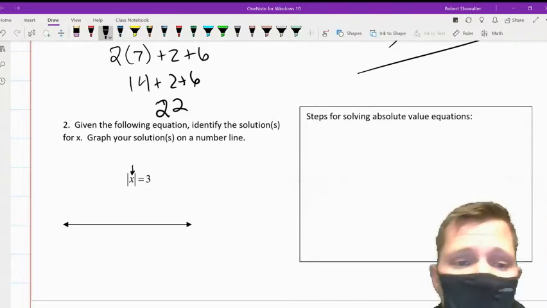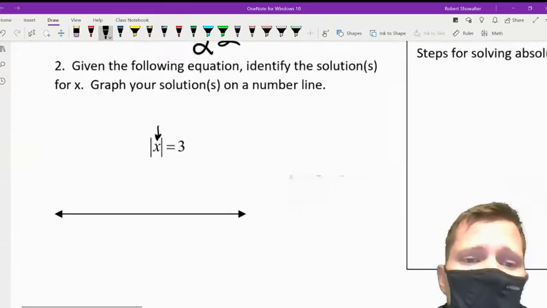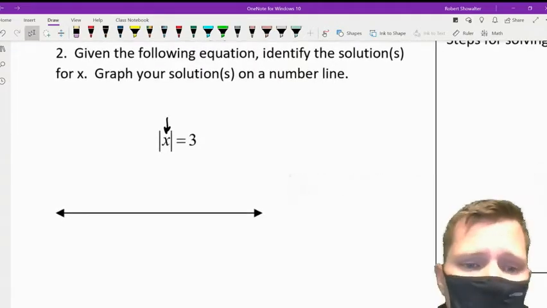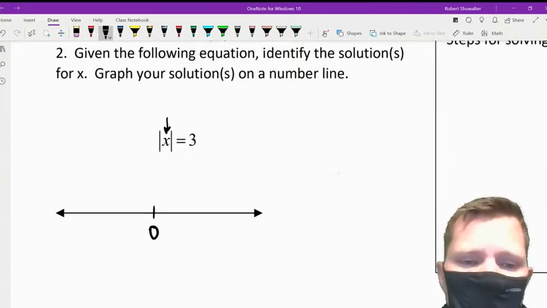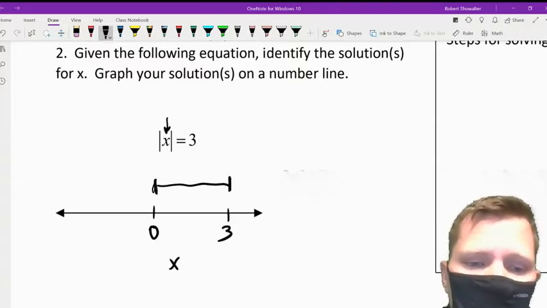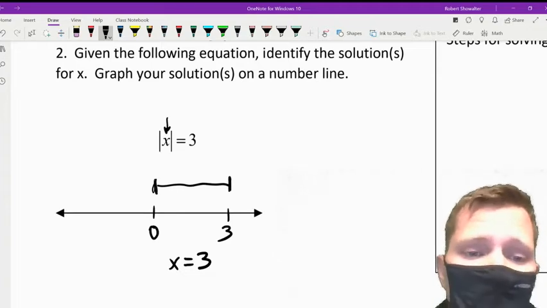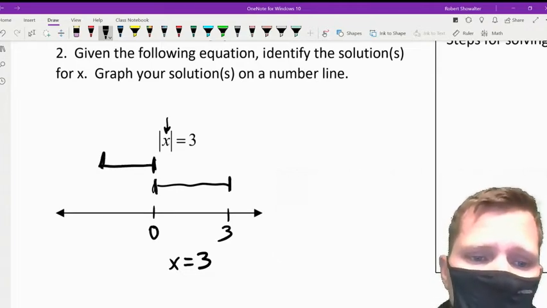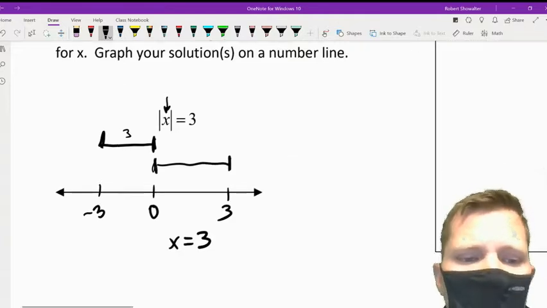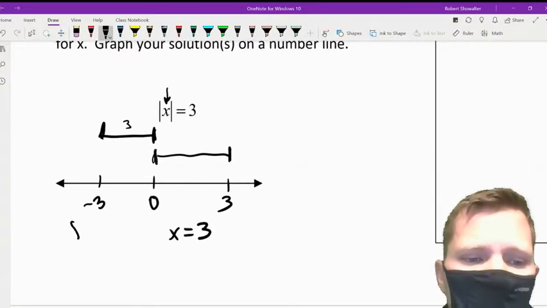So in order to do that, what we need to think about is what numbers are working there. What numbers are 3 away from 0? Because the definition is distance from 0. If I go to the right, 3 away from 0 is going to be +3. So we get one answer: x is +3. But we also have another way we can go on the number line to get 3 as the distance from 0. That could be -3.